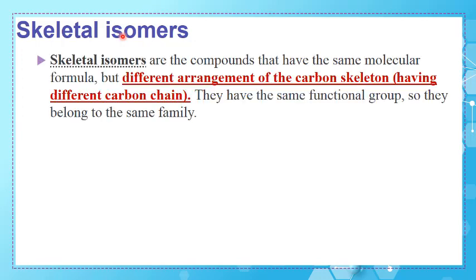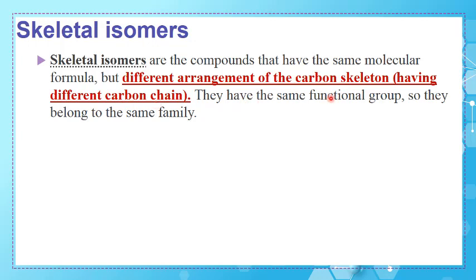Now, what about the skeletal isomers? Here also, as its name indicates, skeletal means the skeleton. What are skeletal isomers? They are compounds that have the same molecular formula, definitely, but a different arrangement of the carbon skeleton. It means they have a different carbon chain.